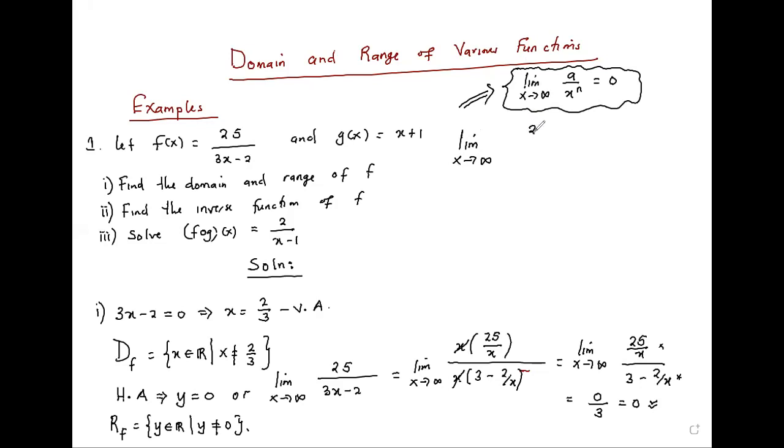And how do we get to that? You look at the highest degree in the denominator, not in the numerator. So in this case, we have 3x minus 2. We can only see one x here, meaning that x to the power 1 is the highest degree in the denominator. So what do we do? We factor it out.